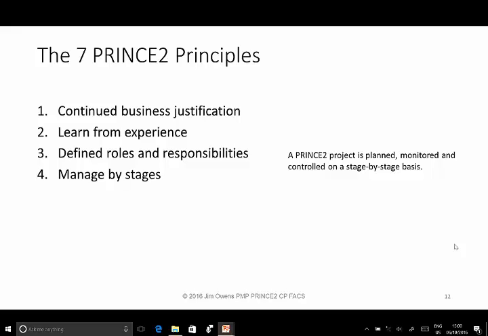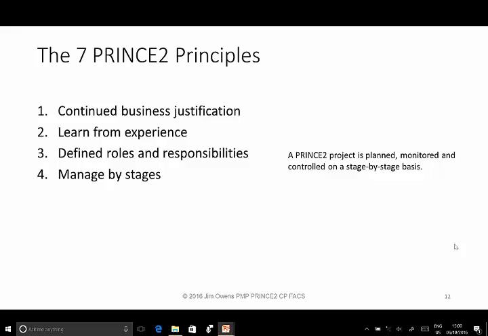The project should be broken into stages that are manageable and foreseeable. Trying to plan too far ahead is a typical cause of failure in projects. Managing by stages reduces the risk of failure by managing at 2 levels.